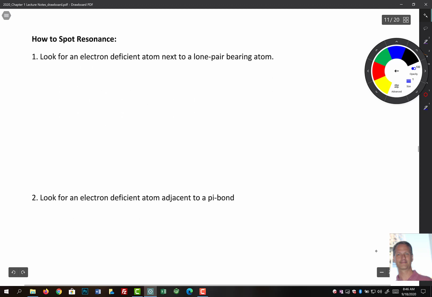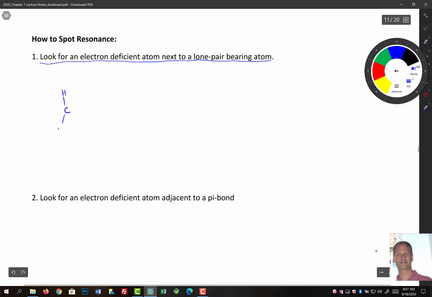So there are 5 basic things that you're going to be looking for here to spot resonance. So let's take a look at the first one. It says, look for an electron deficient atom next to a lone pair bearing atom. All right, so let's build this.